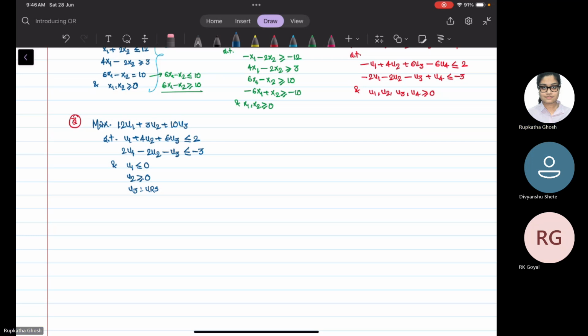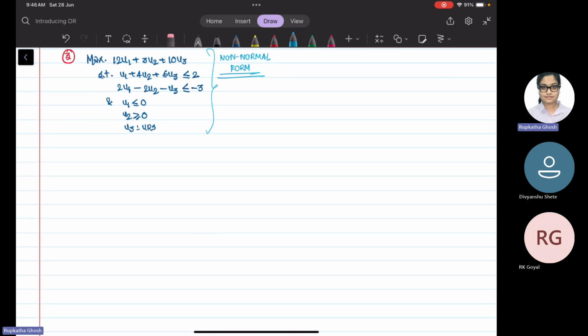So now if you see, it is a maximization problem. But the only difference is that now your variables are not non-negative. So this is again a non-normal form, right? Because your variables are also supposed to be non-negative. So how do you tackle such problems? I will just give you a very simple cheat sheet, which is something you can carry for your entire life.